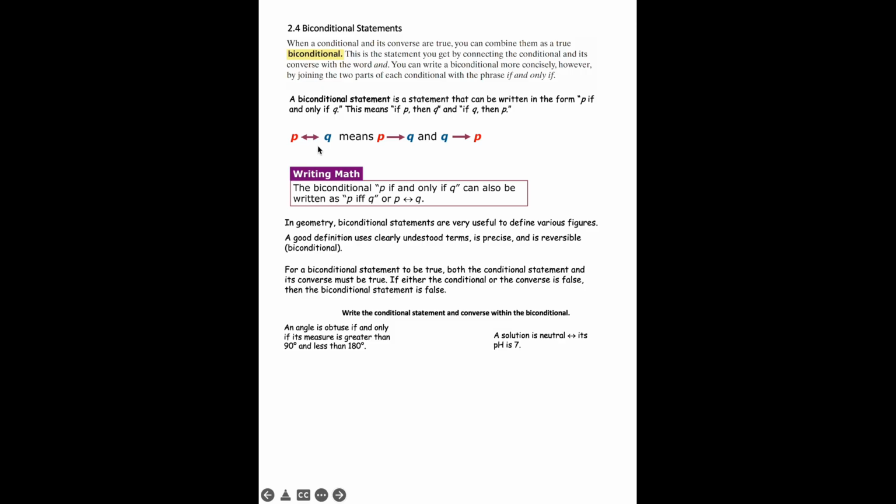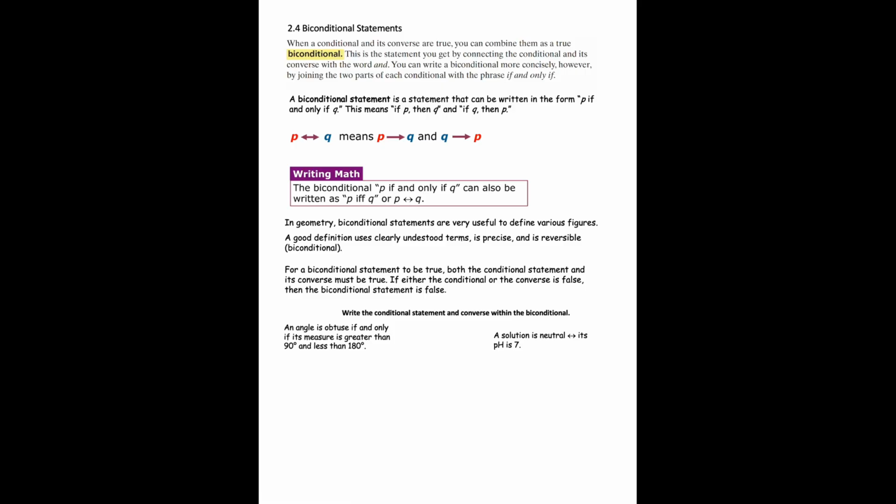P if and only if Q means two things. That P implies Q, if P then Q, and the converse, if Q then P. So it's an abbreviated way of conveying that there are two ideas at once. And we have options. We can write out P if and only if Q in words. We can abbreviate if and only if with this funny way of spelling if, IFF. This means if and only if. And the double arrows also mean if and only if.